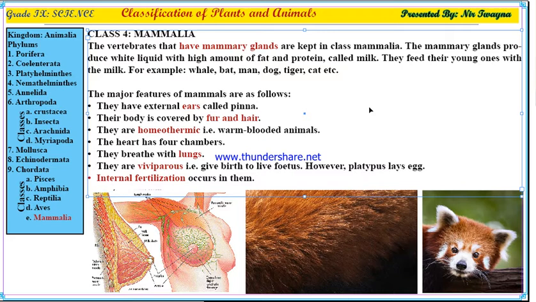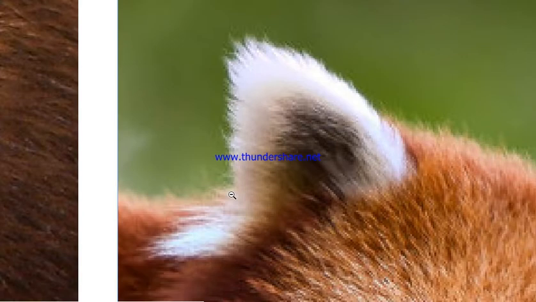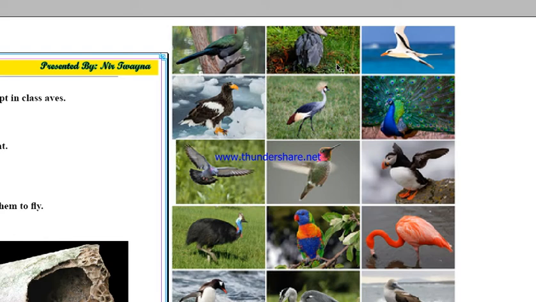Got it? Okay, the major features of mammals, many of them you already know, they have external ears called pinna. Pinna means this one. Look, this is the pinna, external ear. Other classes do not have external ear. They have ear, but they don't have external ear. Have a look at the diagram of birds. Do you see external ear in them? Pinna. Do you see pinna in them?